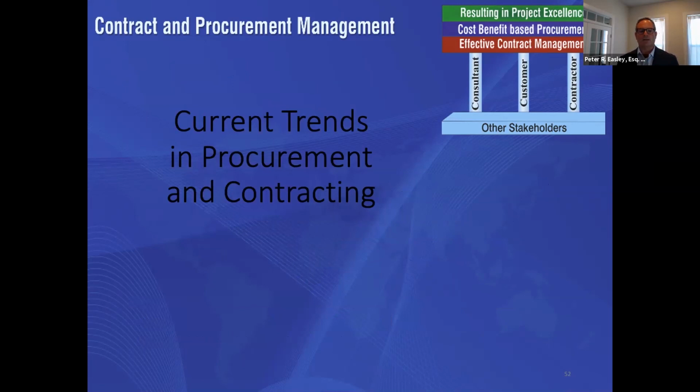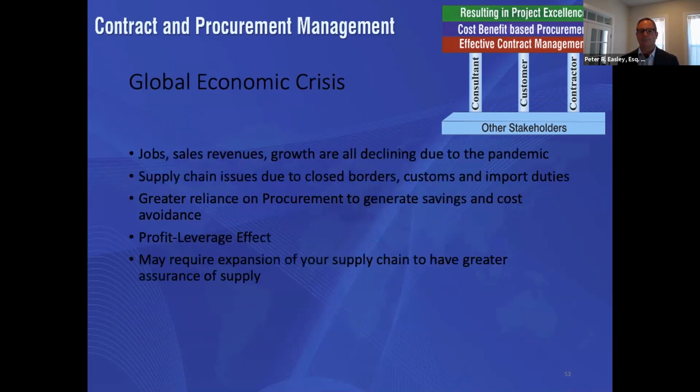Let's talk about some current trends in procurement and contracting. Well, no surprise, the global economic crisis, we're in the throes of another global economic crisis. Maybe we could almost argue that many countries are beginning to turn the corner and seeing their growth rates go up, although it is still quite shaky. Here in the US, right now, we're seeing inflationary concerns, cost of products going up, which is having an impact on our overall economy.